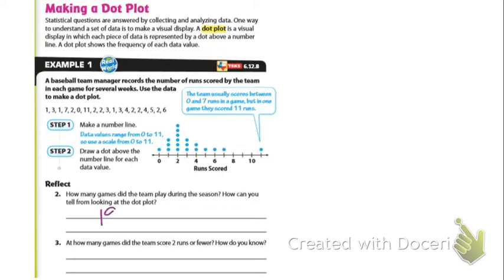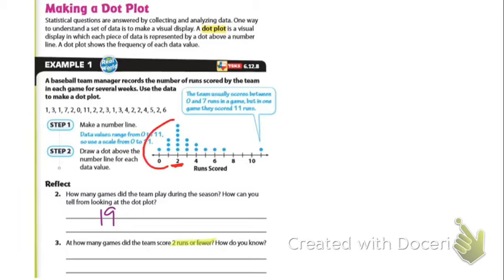So right there is 19 games because there's 19 dots there. And question number 3, ladies and gents, or reflect number 3: at how many games did the team score 2 runs or fewer? And how do you know? Well, right here, ladies and gentlemen, here's where we have 2 runs. But are we including 2 runs? Yes. So it's 2 runs and fewer.